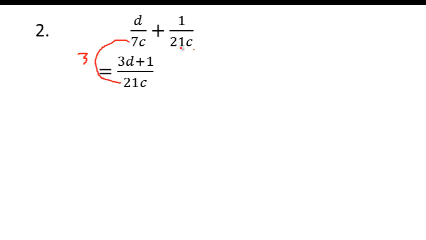Are you getting it now? How many 21c in 21c is 1? That is, how many 21 in 21 is 1? How many c in c is 1? So 1 times what is in the numerator side, which is 1 times 1, is 1. That is why we get this one. Are you getting it? It's now going to be 3d plus 1 divided by 21c.